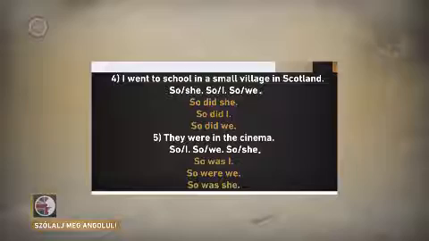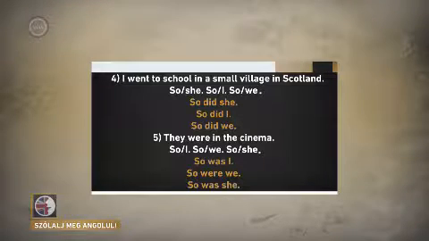But we're not finished yet. What about the other two? Well, these two are using the past simple, aren't they? Which means what? That's right. That means that in the short agreeing sentence using so, we have to use did. Simple, isn't it? I went to school in a small village in Scotland. So did she. So did I. So did we. They were in the cinema. So was I. So were we. So was she.